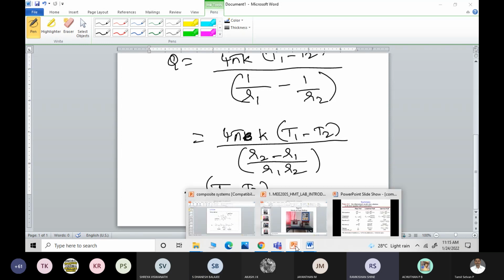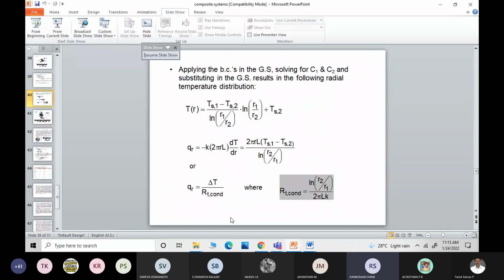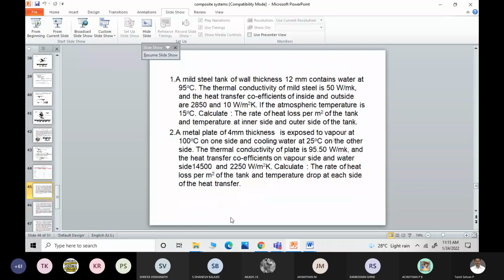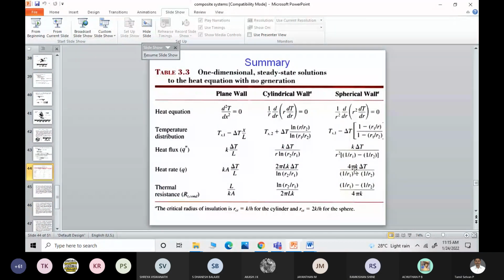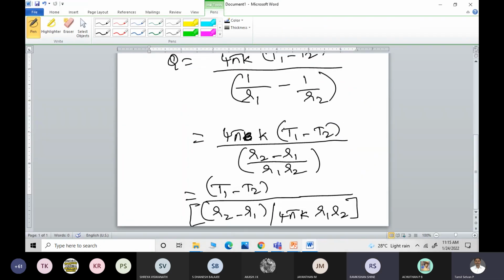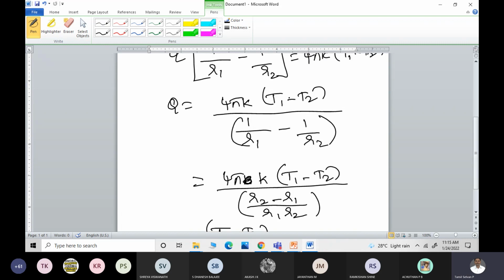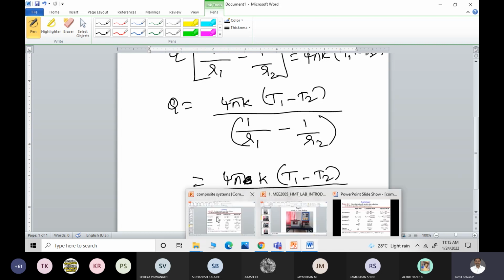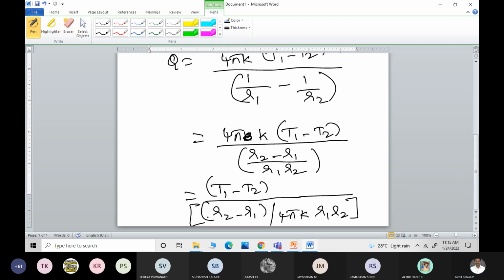The 4 pi k doesn't matter if it's in the denominator. You can see here, for the spherical wall, 4 pi k del t, 1 by r1 minus 1 by r2. I got the expression right. 4 pi k del t is t1 minus t2, 1 by r1 minus 1 by r2. See, the extended form only I have written.